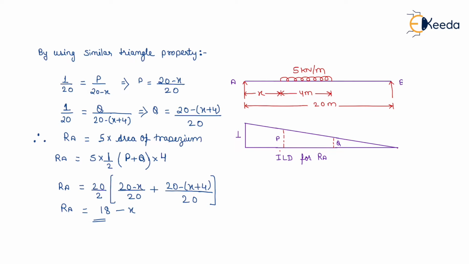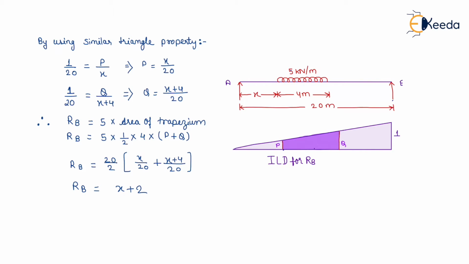Now, for the calculation of RA, we need to multiply the uniformly distributed load intensity with the area of this portion, that is the trapezium portion. So it will be equal to 5 into half the sum of vertical ordinates, that is P plus Q, into the base, that is 4 meter. On putting all these values, we will get RA as 18 minus x. That will be the value of RA.